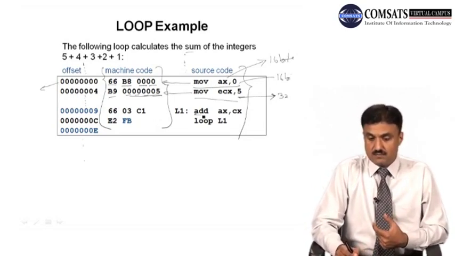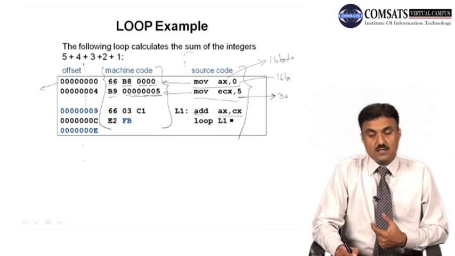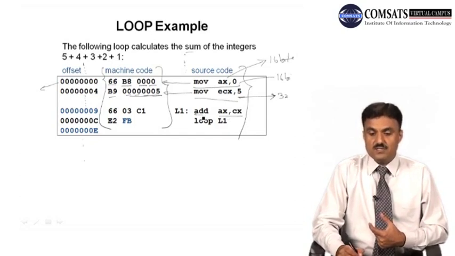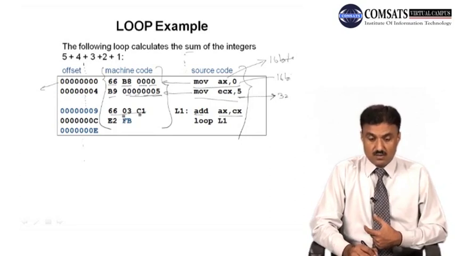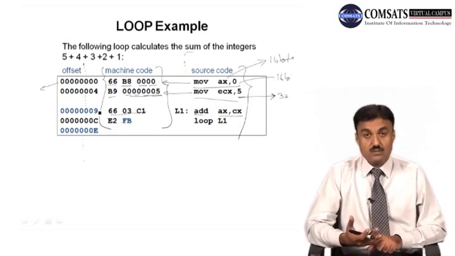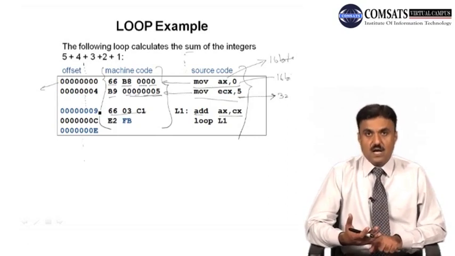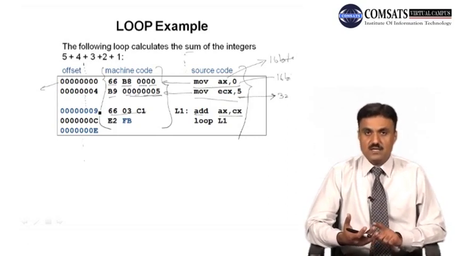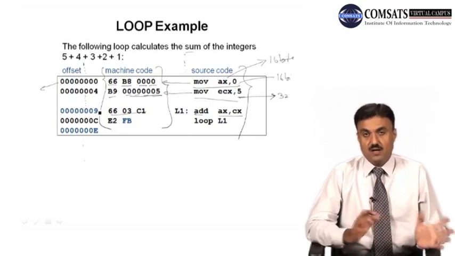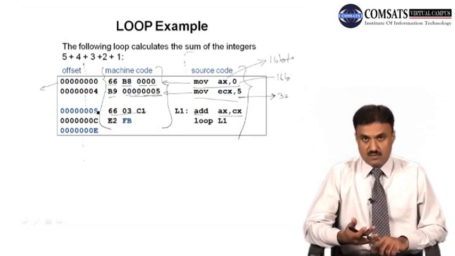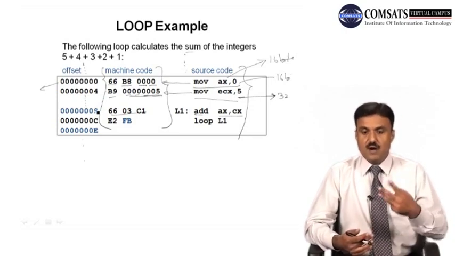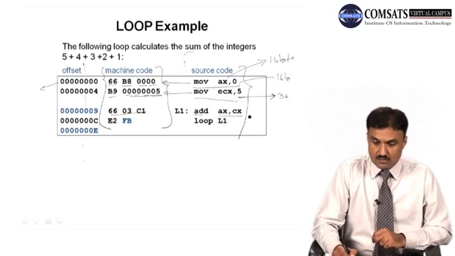The next instruction is add AX, CX. So add AX, CX is a 3-byte instruction, 1, 2 and 3 bytes. So 9, then A, B. So it's like 8, 9, A, B, C, D. This is the hexadecimal counting. So address number 9, address number A, address number B. These 3 bytes are allocated to this instruction only.